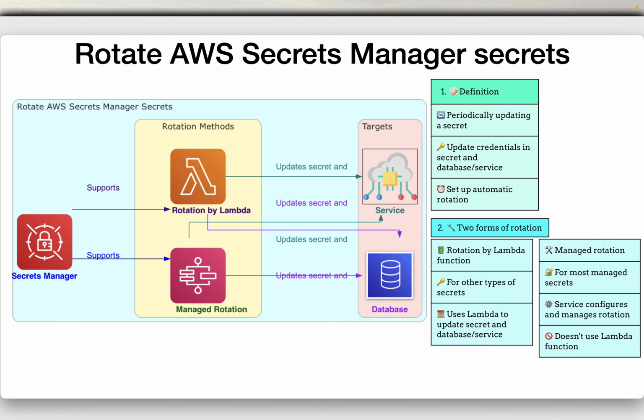The next one is rotation by Lambda function. For other types of secrets, Secrets Manager rotation uses a Lambda function to update the secret and the database or service. With managed rotation, you don't have to do anything. You just configure a rotation, like how often you want it, and it will be taken care of. This is managed rotation for an AWS service or something similar. But if you have rotation by Lambda function, there will be a Lambda function that you can see in the AWS Lambda service, and that will take care of updating the secret as well as updating the database or service.